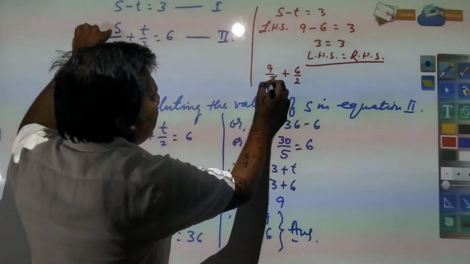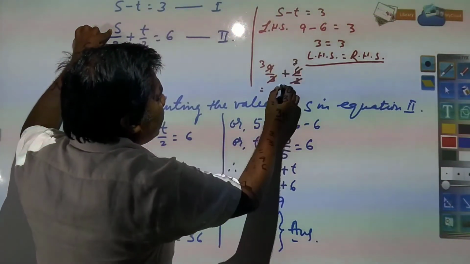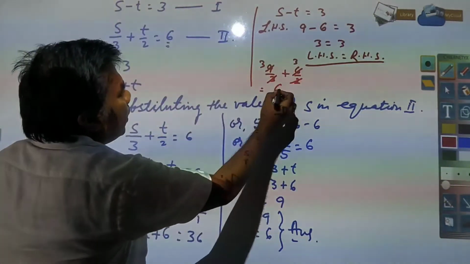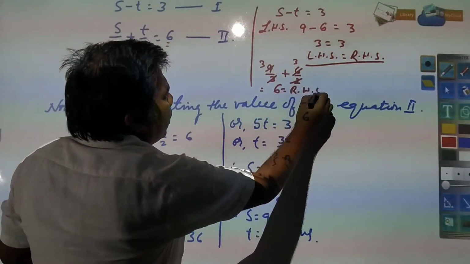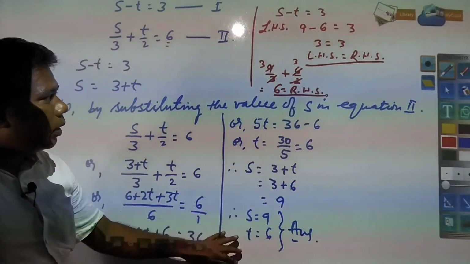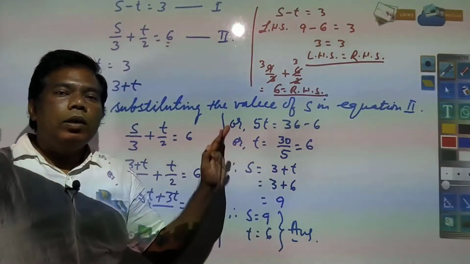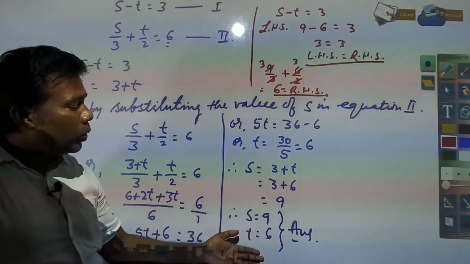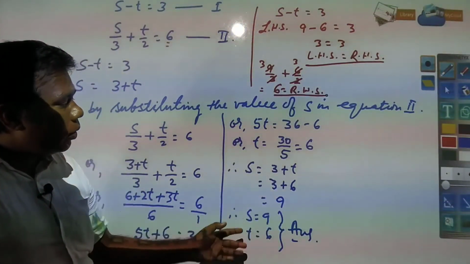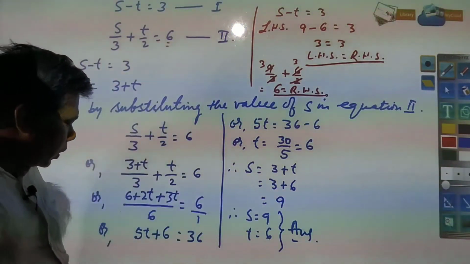You see, 3 × 3 is 9 and 2 × 3 is 6. What you have got? 6. 6 is what? RHS. So if you need to know whether your answer is correct or not, just put the value in any of the equations and you can see whether it is coming or not. If it is coming, your answer is correct. So in the exam also you can check your answer, what you have found out, whether it is correct or not. So I hope you understood, and the rest of the questions you will be able to solve.